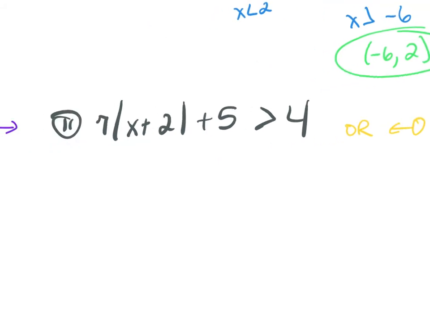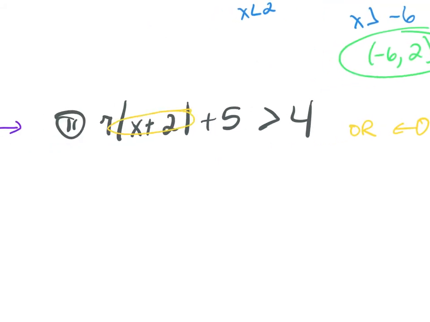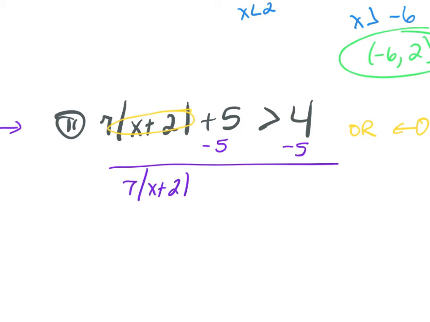So let's isolate our absolute value. Got to get absolute value by itself. What am I going to do first? Do I divide by 7 or do I subtract 5? Okay, subtract 5. 7 times the absolute value of x plus 2 is greater than negative 1. Divide by 7, right? So absolute value of x plus 2 greater than negative 1/7.